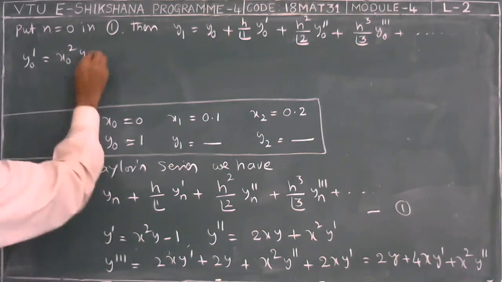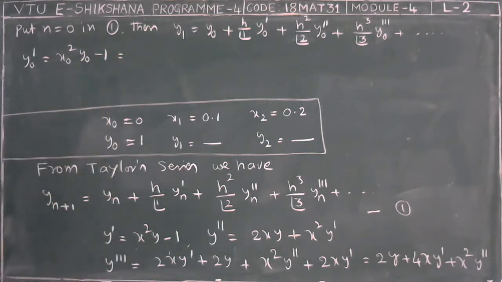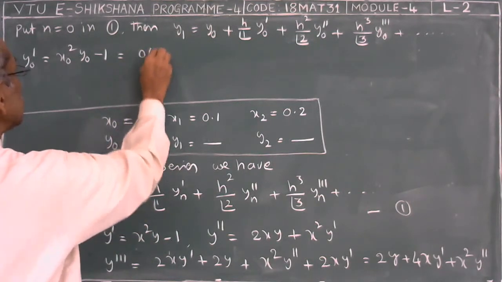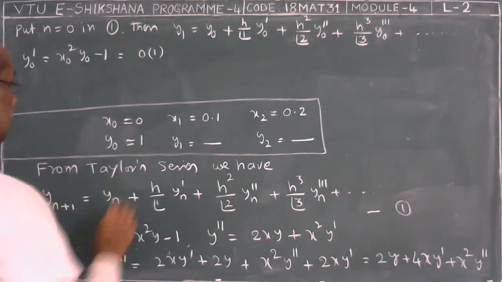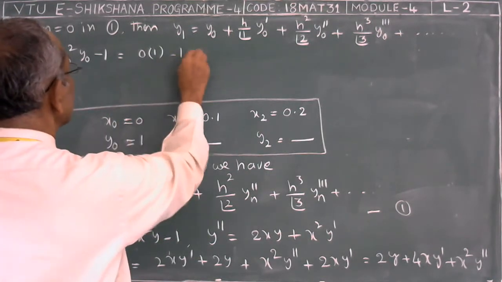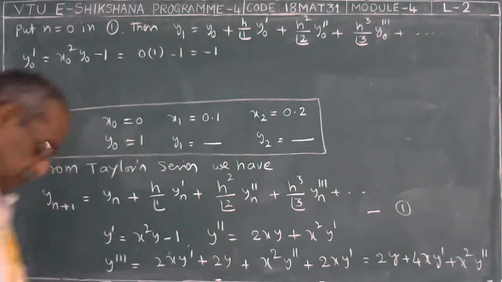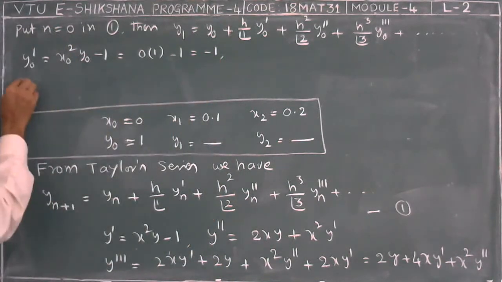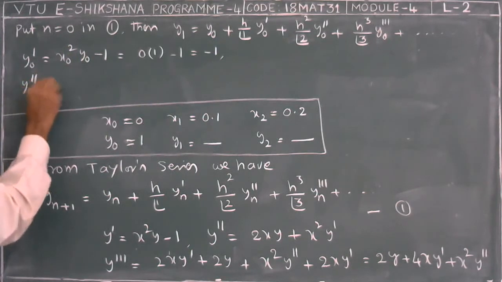Into y0 minus 1. So substitute the values of x0 and y0 here. x0 is 0, so 0 square is 0 into y0, y0 is 1, minus 1, so this is minus 1. y0 dash is minus 1. Then y0 double dash.